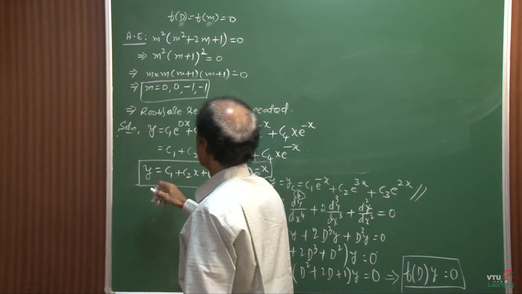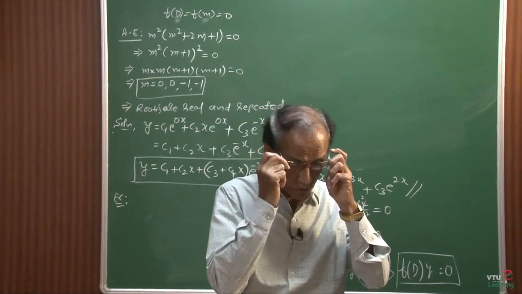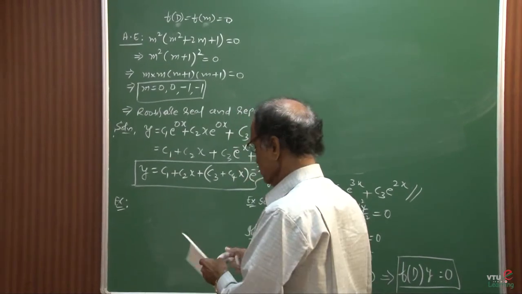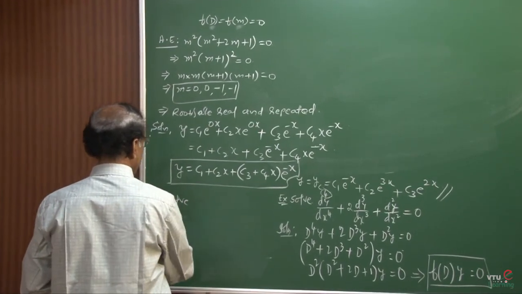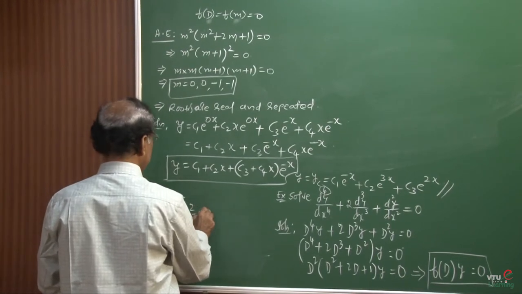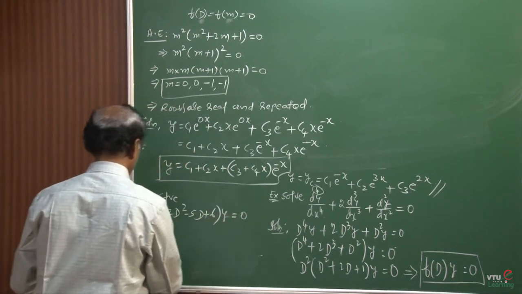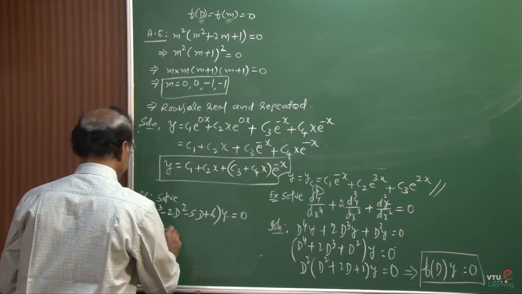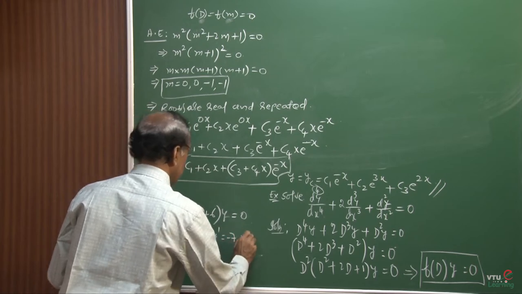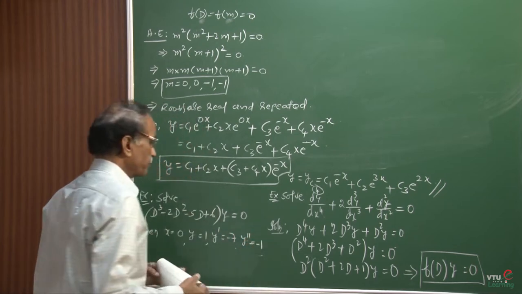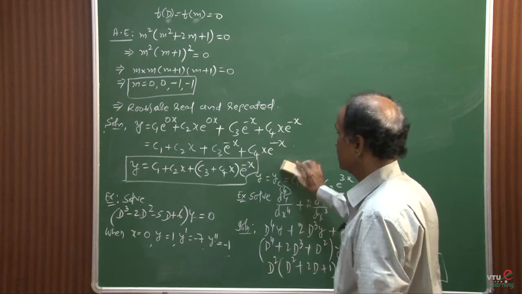Okay, we shall write another example on the same line, finding the various types of roots with constant coefficients. That is (d cube minus 2d square minus 5d plus 6) operating on y equal to 0, where initial conditions are given: when x equal to 0, y is equal to 1, y dash is equal to minus 7 and y double dash is equal to minus 1. Therefore, these constants are to be evaluated properly. Then we will see how the constants are going to fall.